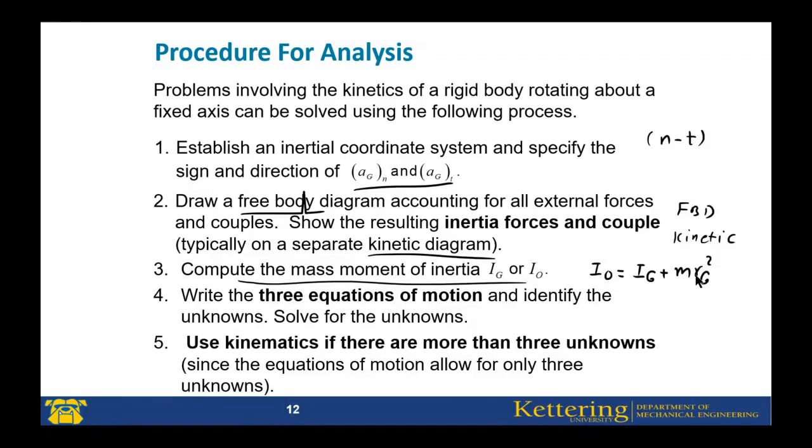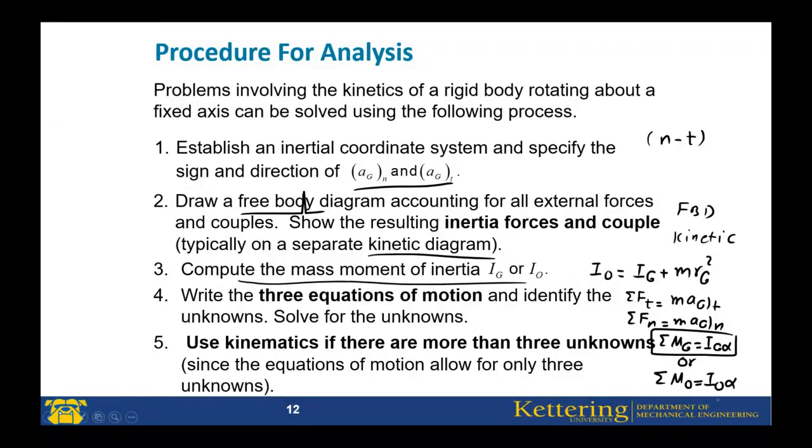Then there are three equations of motion. Summation of the forces along tangential equals m a_G tangential. Summation of the forces along normal is m a_G normal. And summation of the moment about G equals I_G alpha, or summation of the moment about O, any other point, is equal to I_O alpha.